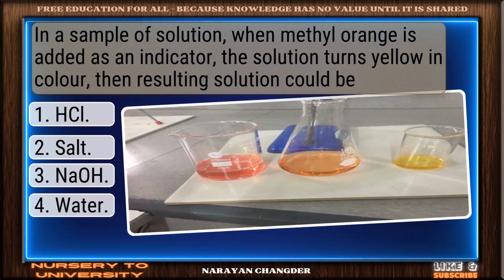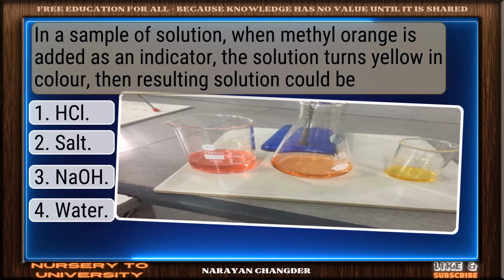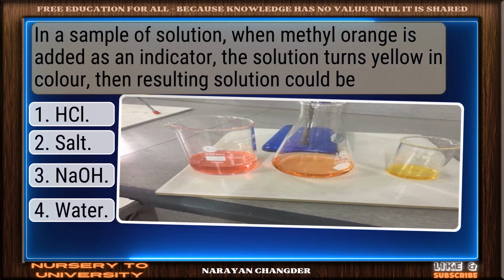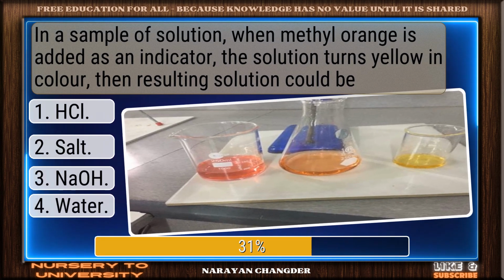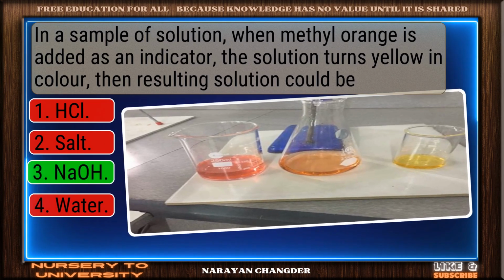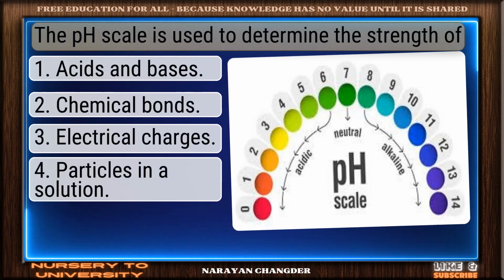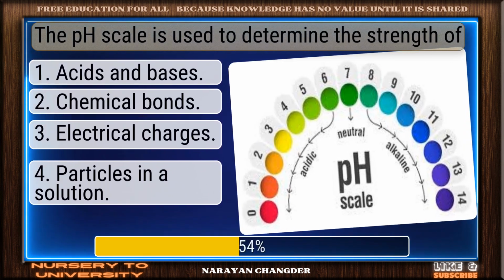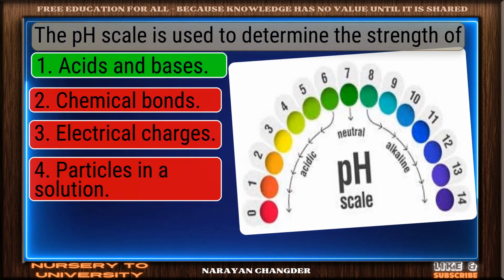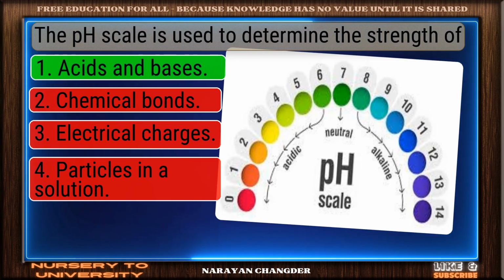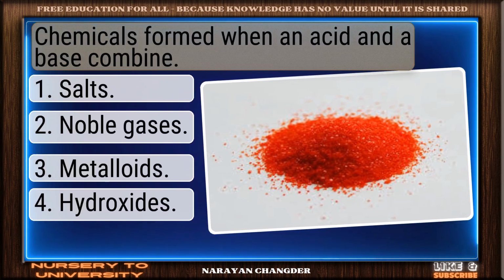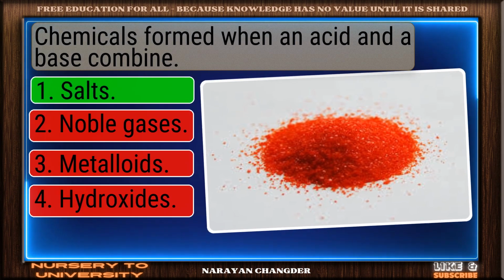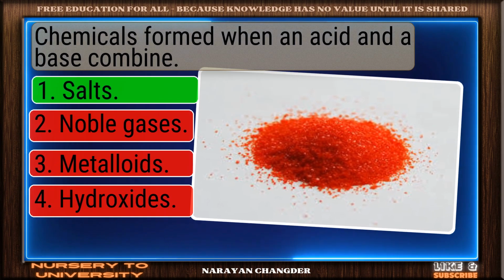In a sample of solution, when methyl orange is added as an indicator, the solution turns yellow in color. Then the resulting solution could be... Right choice. Base is best. The pH scale is used to determine the strength of... Sharp thinking. Acids and bases is right. Chemicals formed when an acid and a base combine. Right again. Salts is valid.